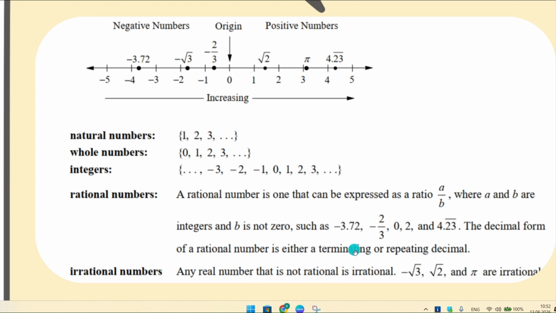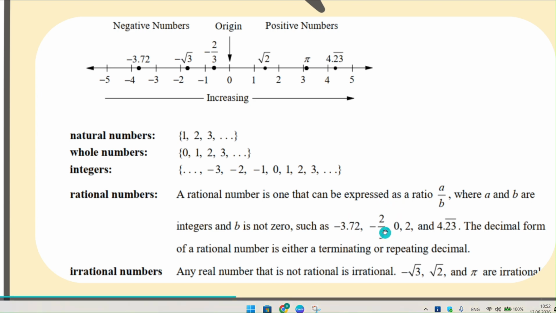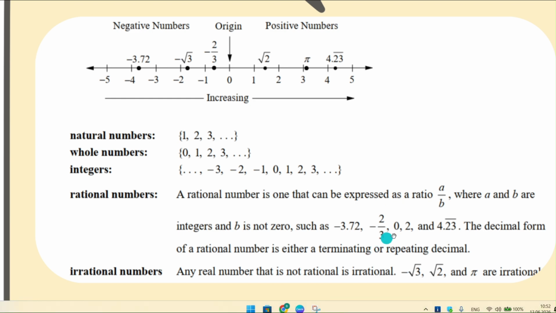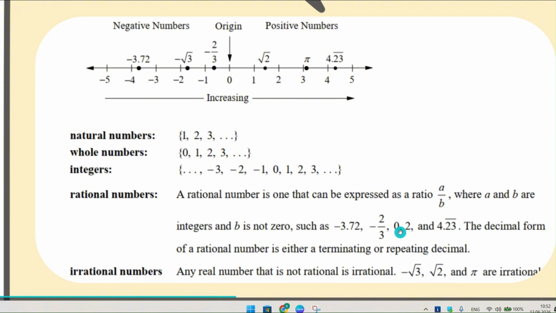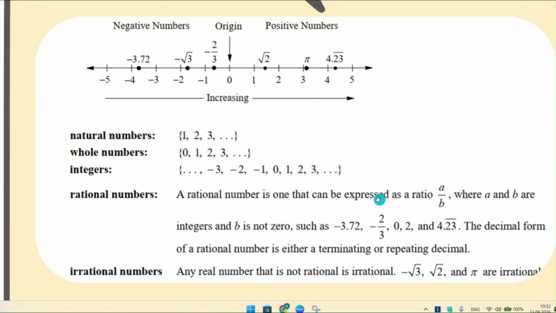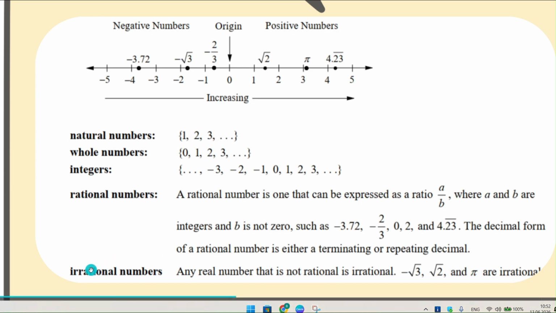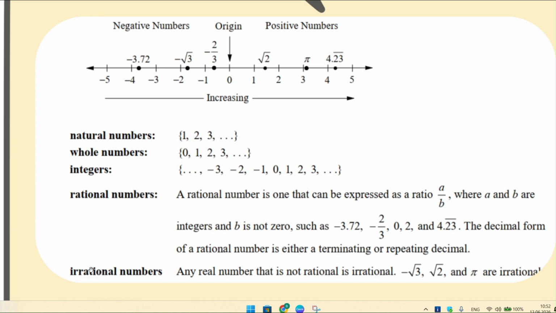And this is also a rational number because based on the rule, the denominator is not equal to 0, which means that's fine. And we see the pattern, a over b, and 2 over 3. That's a rational number. That makes sense. Cool. And the last one is irrational numbers. Any real number that is not rational is irrational.